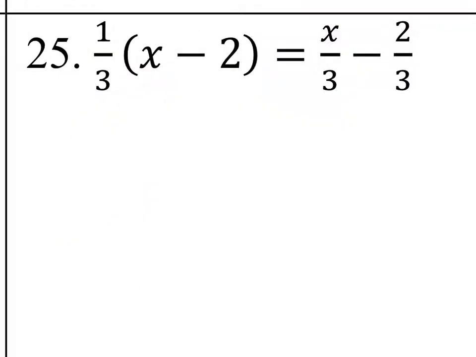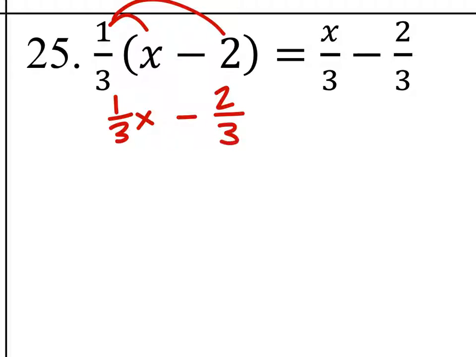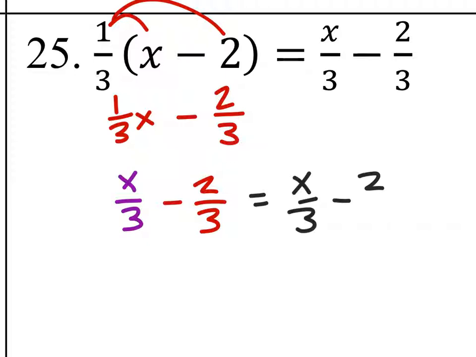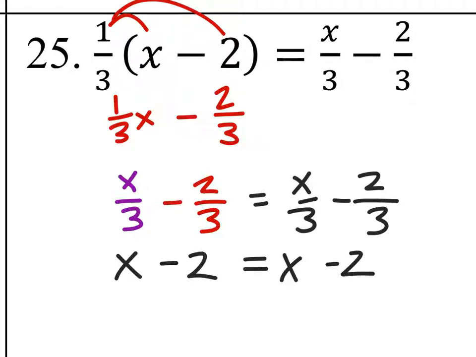All right, let's distribute that 1/3 into the parentheses. So that would be 1/3 x minus 2/3. And yes, 1/3 x is the same as x over 3, minus 2/3. Now this should be equal to x over 3 minus 2 over 3. This is the same equation on both sides. Can we just get rid of the denominators on both because they're all 3's? Yes, you could. And what that means is we could write this as x minus 2 equals x minus 2. Again, it's the same, so this one has infinite solutions.